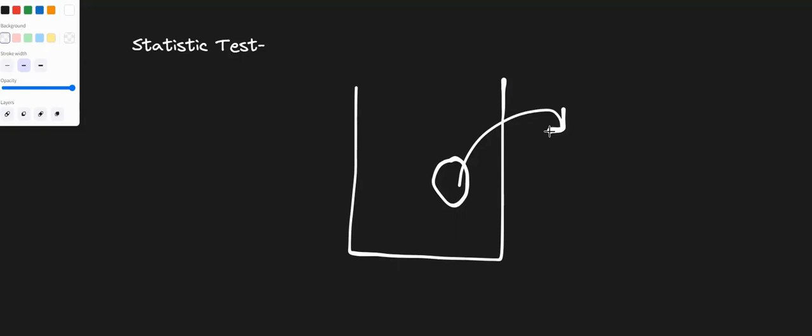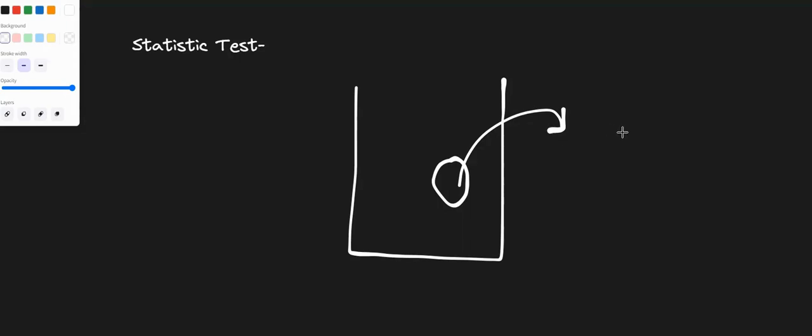Based on the findings and patterns in this sample, I'll try to infer what my big jar of jelly beans looks like and what its findings and patterns are. So this is basically what a statistical test is, and this is the reason why we use statistical tests.